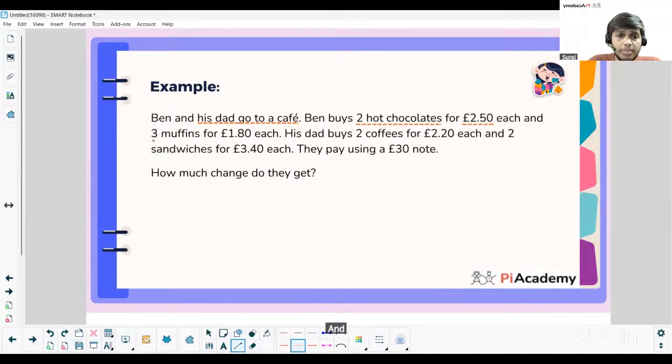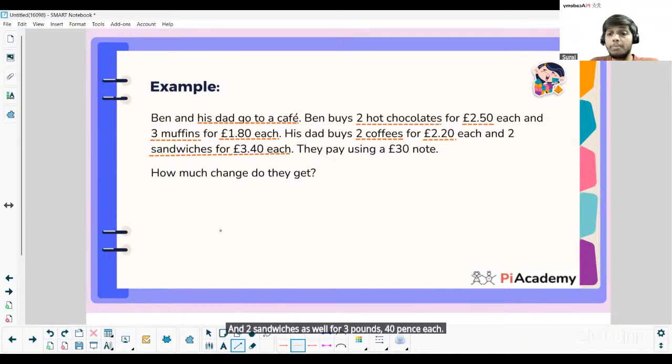And there are 3 muffins. They are going to cost £1.80 each. His dad buys 2 coffees for £2.20 each, and 2 sandwiches as well for £3.40 each. Now they are paying with a £30 note. You need to identify how much change they are going to get in total.